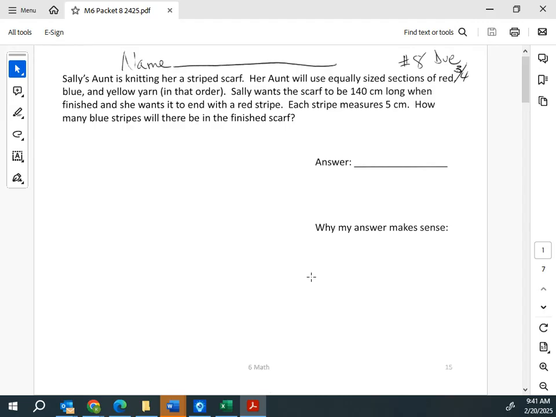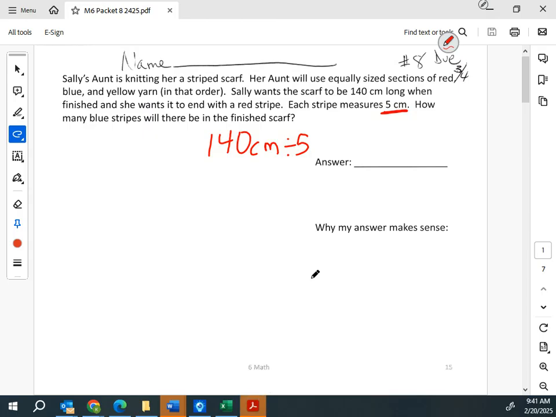Sally wants her scarf to be 140 centimeters long when she's finished, and she wants to end with a red stripe. Each stripe measures 5 centimeters. How many blue stripes will be in the finished scarf? Well, our first step is to find out how many stripes are in the scarf. So if we know it's going to be 140 centimeters long, and each stripe is 5 centimeters, what do we do to that 140 centimeters, Bridget? Divide by 5. We're going to divide that by 5.